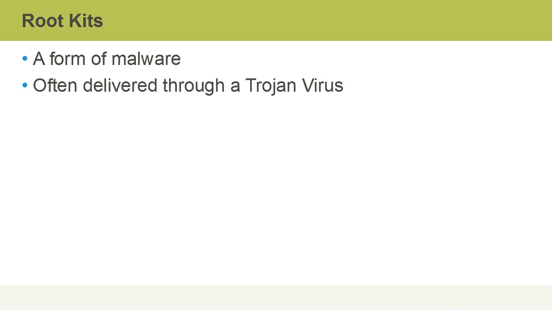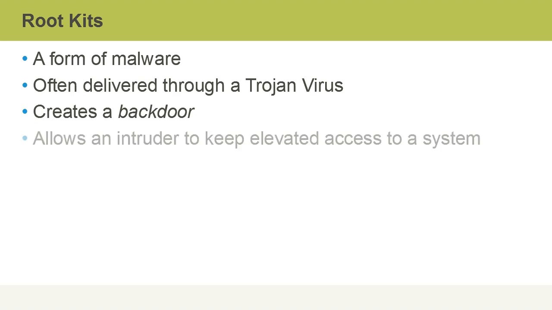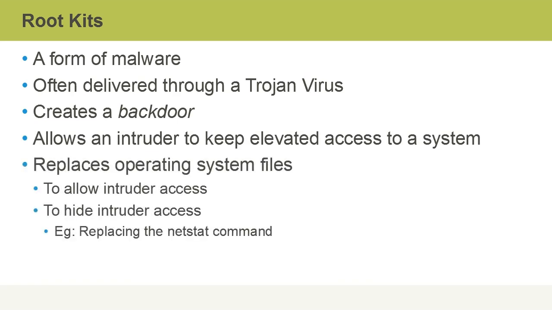A Trojan virus appears to be something useful or benign, like free downloadable software. However, in fact, it actually is used as a vehicle to transport malware. So a rootkit then creates a backdoor. A backdoor allows an intruder to keep elevated access to a system or an application without detection. This can be done in many ways, including by replacing operating system files that allow and hide intruder access.